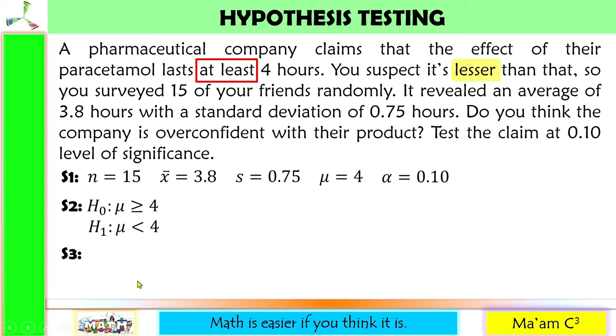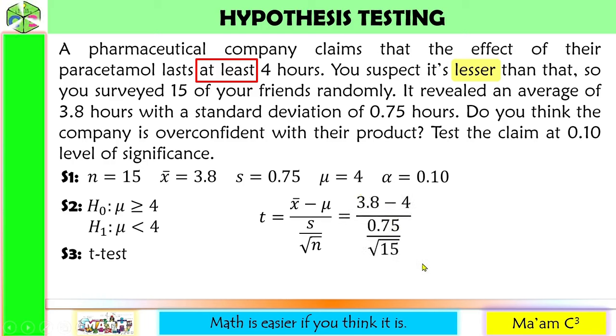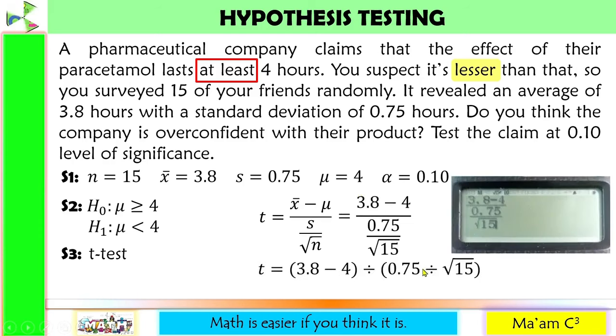Step 3, let us identify the appropriate test statistic. We have here sample standard deviation and our sample size is less than 30. Therefore, we're going to use t-test. Let us recall the formula for t-test and let us substitute our values here. Encode this in your calculator and this will give you t is equal to negative 1.033, rounded off to the nearest thousandths.